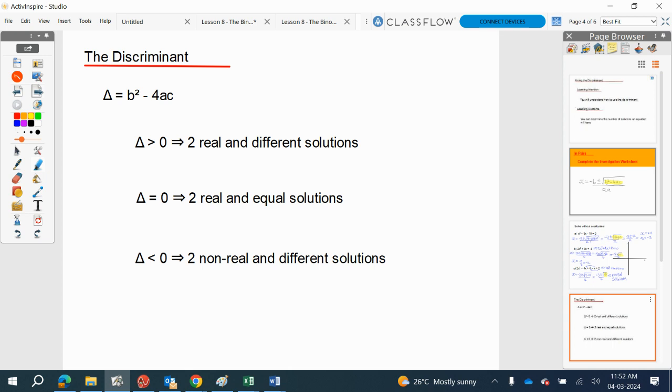If the discriminant is positive, you get two real and different solutions. If the discriminant is 0, you get two real and equal solutions. If the discriminant is negative, you get two non-real solutions, or you get no real solutions.